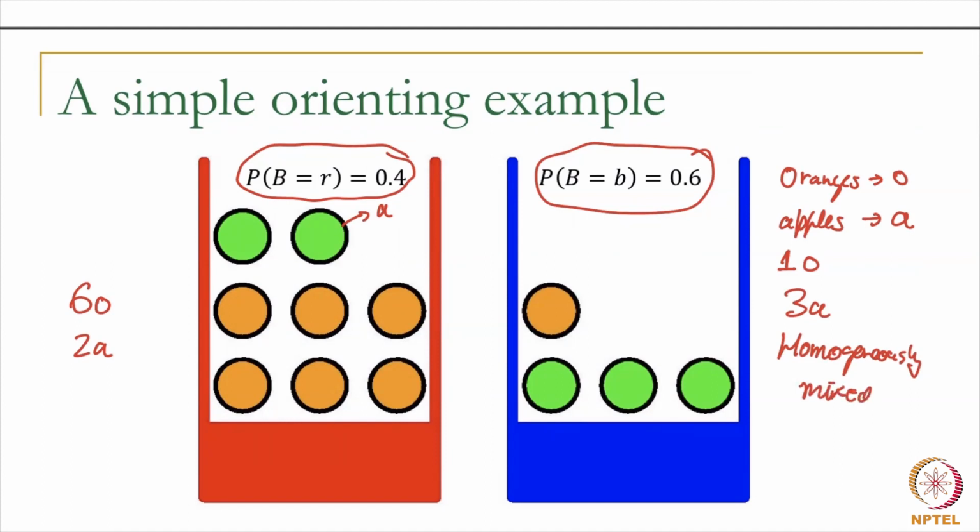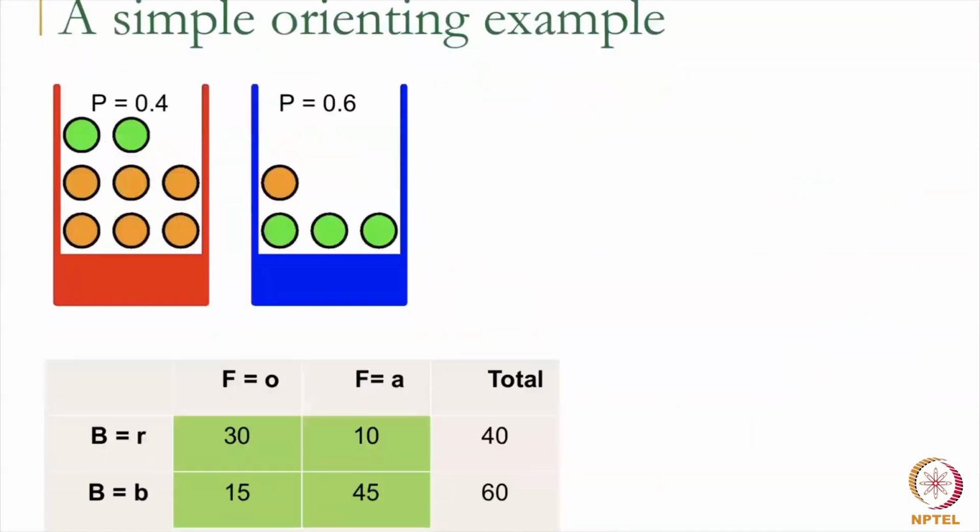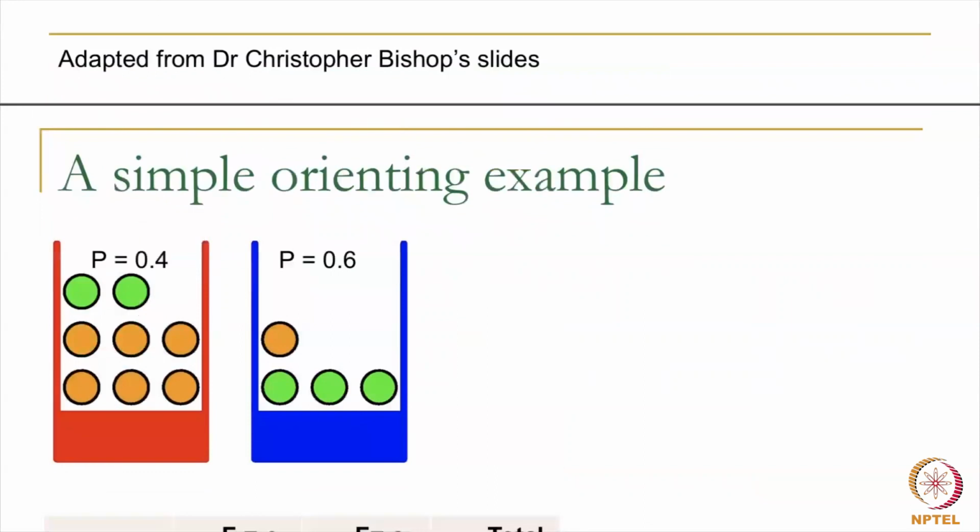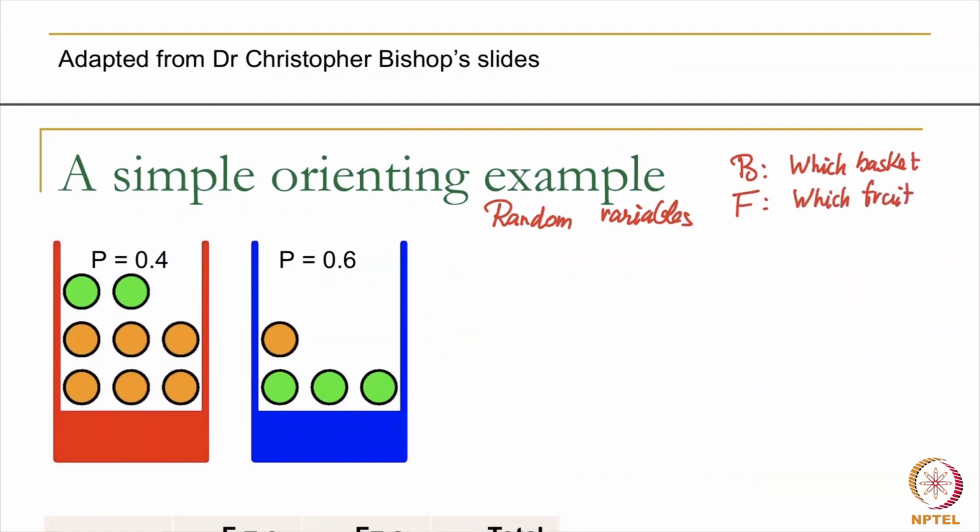For example, if I come to this basket and pick a fruit, then the likelihood of picking an orange is actually 6 by 8. It's not as if oranges are below and apples are above, unlike what is shown in the picture. Okay. So if we look at this picture here, let's look at what the random variables are. Now there are 2 random variables. The random variable B is which basket I pick, and the random variable F is which fruit I pick within that basket.